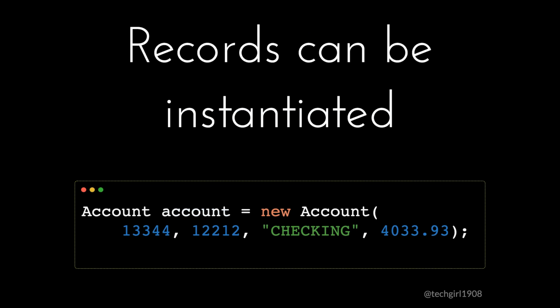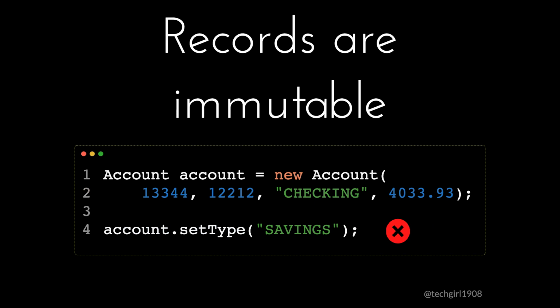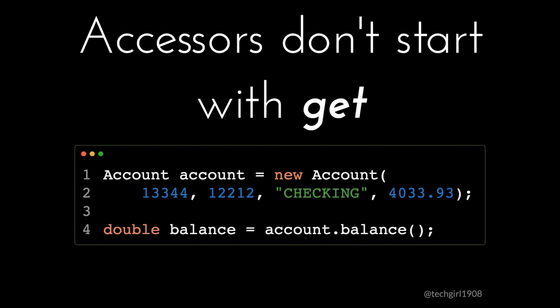Records can be instantiated just like classes. Account is the name of our record, and we use the new keyword to call the constructor, passing in all of the values. The fields of a record are final, so there are no set methods generated for records. Of course, you can add a setter within the curly braces of the record, but I don't really see a good reason to do that since the fields are final and can't be modified anyway. You do have accessor methods, however, they don't start with the word get. Instead, the accessor method name is the same as the field name. So notice the account.balance call here as opposed to account.getBalance.